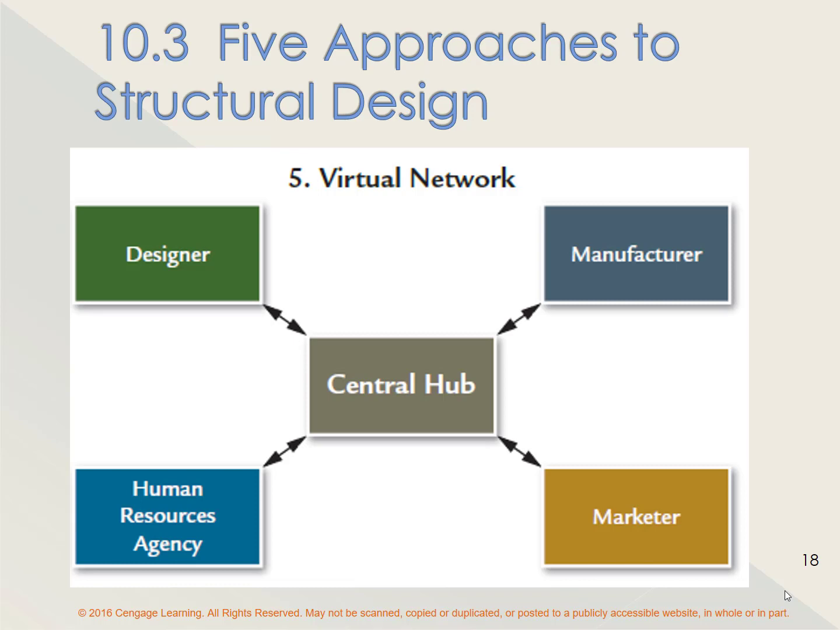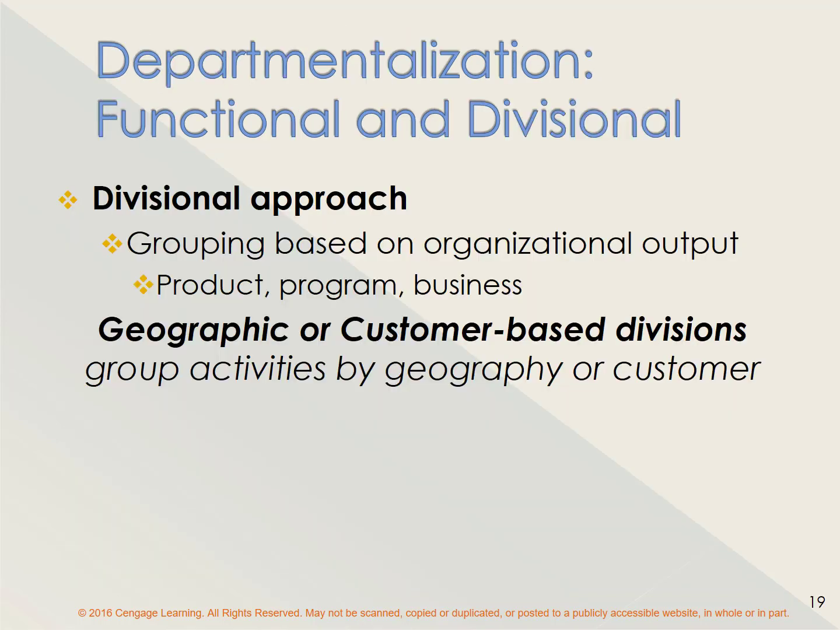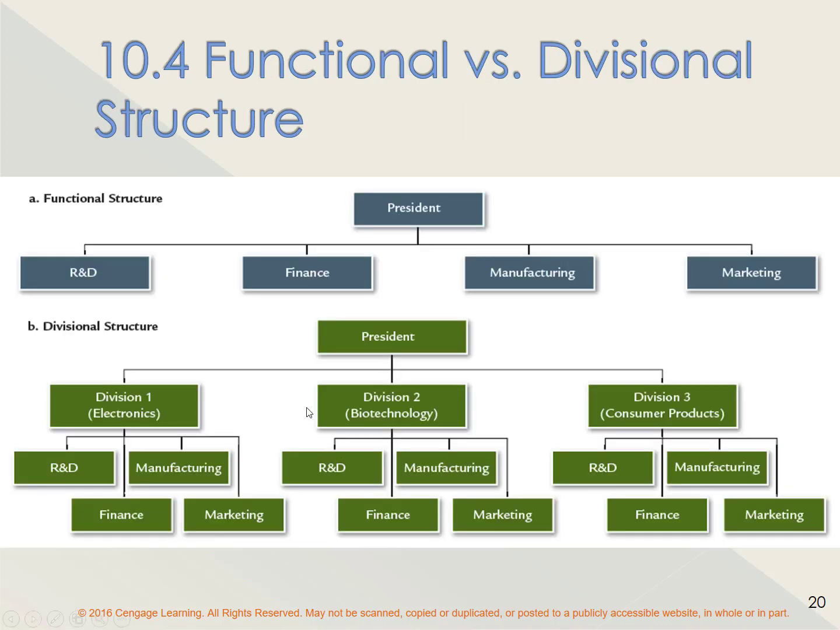It's very good for small startups, technology startups. This has worked well. But as soon as there's any level of success, they have to move to a more traditional structure. Okay, functional and divisional. So this is where you group people based on their output, and that's the divisional. And geographic or customer-based decisions, this is where you group activities where people are grouped by location, where the group is, or by the customer. And we'll see some examples of this.